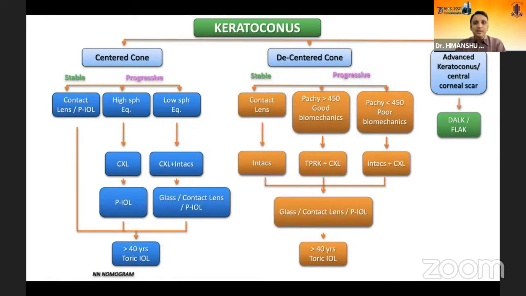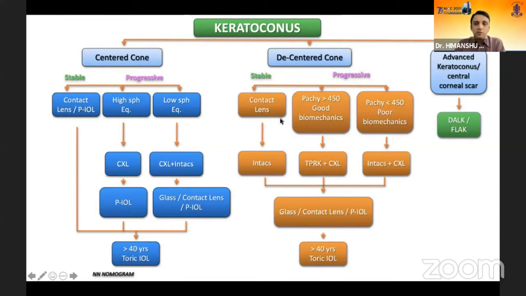So how do I treat my keratoconus? Based on this kind of nomogram, where I decide based on whether the cone is centered, decentered, or a very advanced cone. I also look at whether the cone is stable or progressive. If it is progressive, you have to stop the progression by doing cross-linking. And if it's stable, you have to think of the next step.